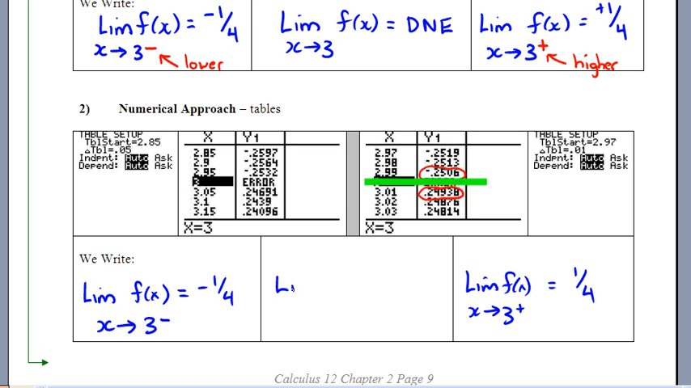And if people are like, yeah, but what's the limit? What about just when you approach 3, just in general? What are the y values doing? I'd have to say, look, there's just no agreement on that. There's just no good answer there. So there's a table approach. We've seen the graphical approach at the top of the page.